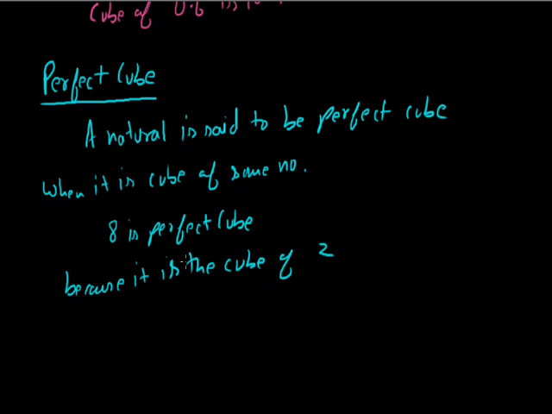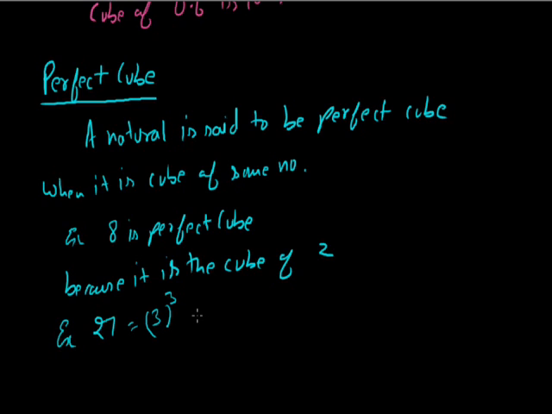If we cube 2, we will get 8. So we can say that 8 is a perfect cube because it is a cube of 2. Same way, 27 is a perfect cube. Why? Because it is a cube of 3. So 27 is a perfect cube because it is a cube of 3. So in this way we can define a perfect cube.